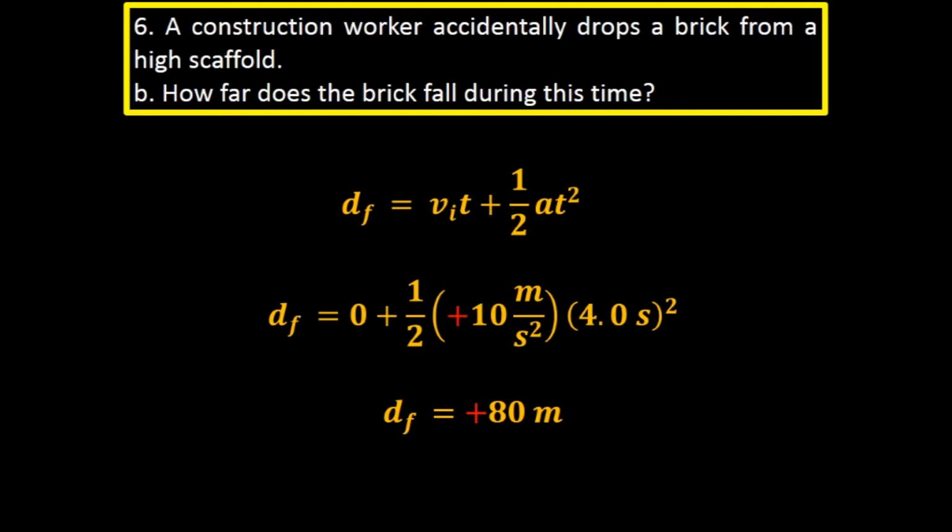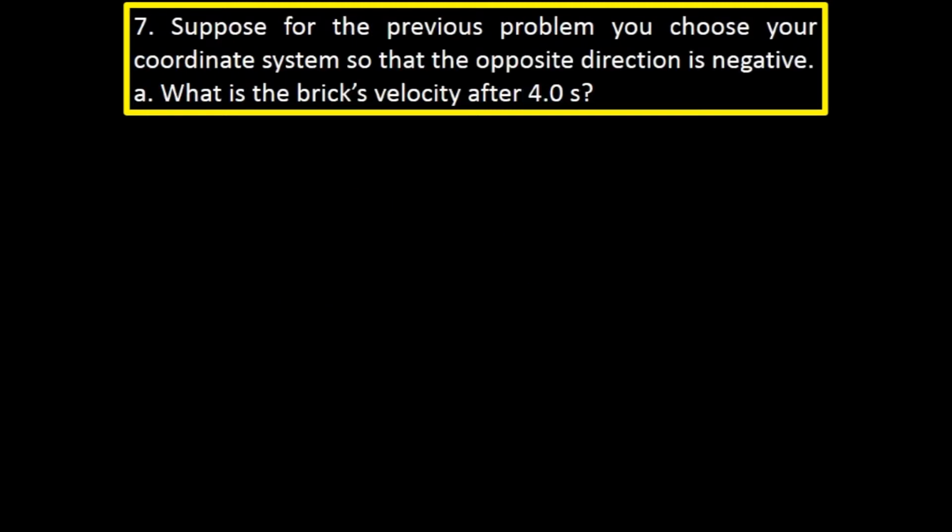You might want to use some description if you're actually doing a calculation. Describing the motion would be very important, especially if you're taking a standardized IB or AP test, etc. Suppose for the previous problem you chose your coordinate system so that the opposite direction is negative. What is the brick's velocity after 4 seconds?